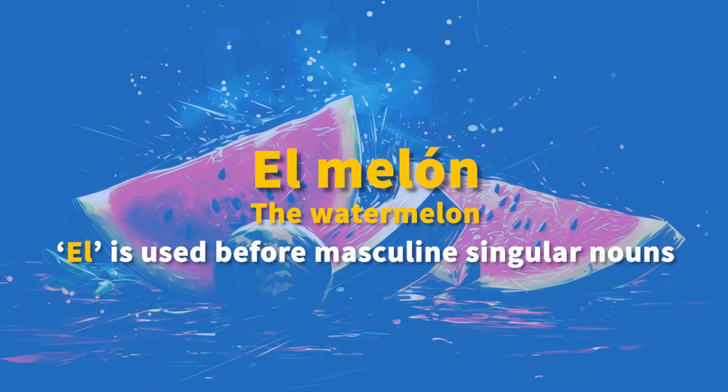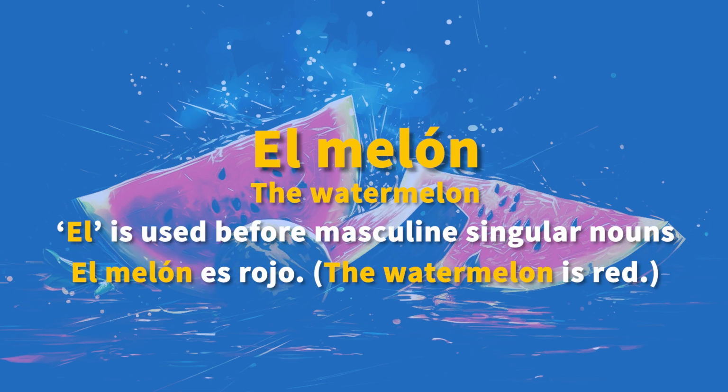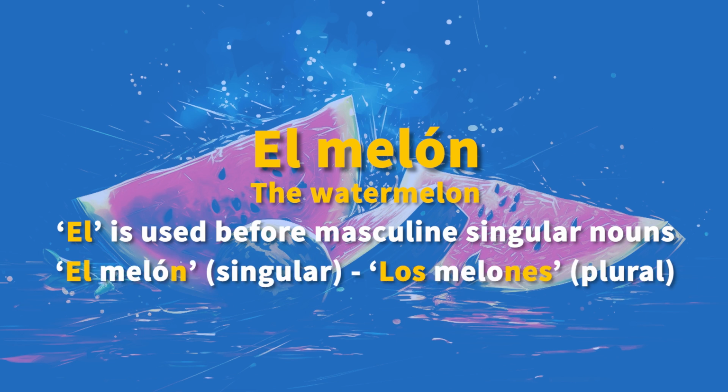El melón means the watermelon. El is used before masculine singular nouns, like el melón. An example of this is el melón es rojo. Usually, you just add an S to the masculine noun to make it plural. However, melón ends in a consonant, so you have to add ES. So the plural of melón is melones, and the definite article el turns into the plural los. So el melón turns into the plural los melones, the watermelons.